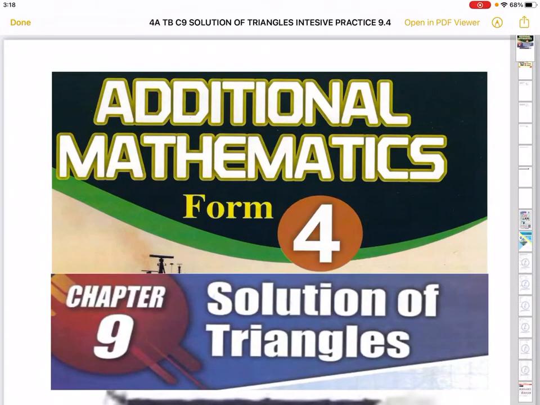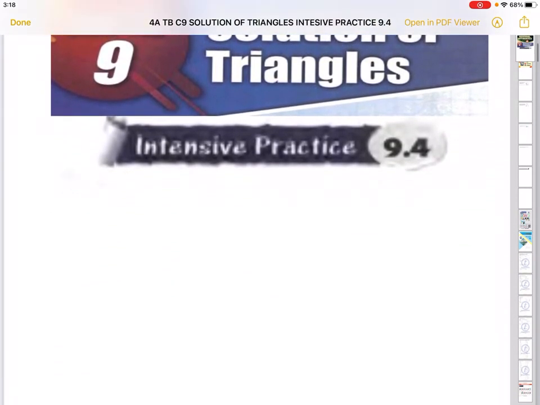Hi guys, this is an Additional Mathematics Form 4 textbook question for Chapter 9, Solution of Triangle, Intensive Practice 9.4.